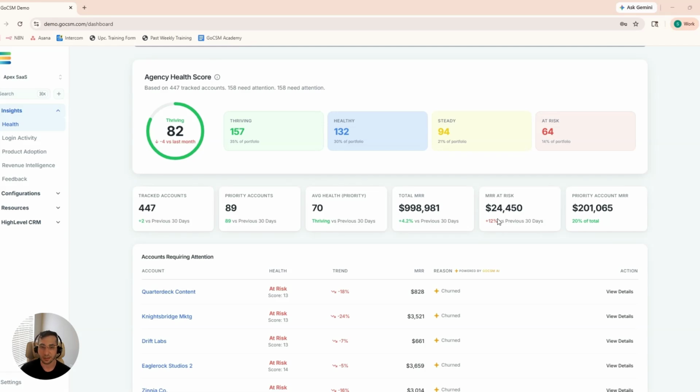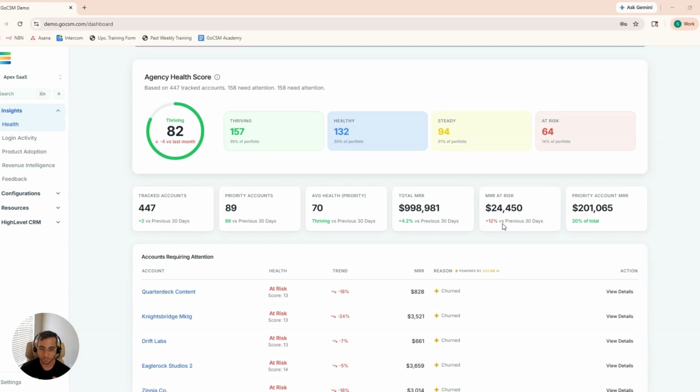It could be that plan tier is priced too low for the service level that it requires. Or maybe there's a segment of clients who keep churning consistently, and your agency needs to reevaluate and decide whether to keep going after that market segment or not, or to switch gears. These are high level business decisions.